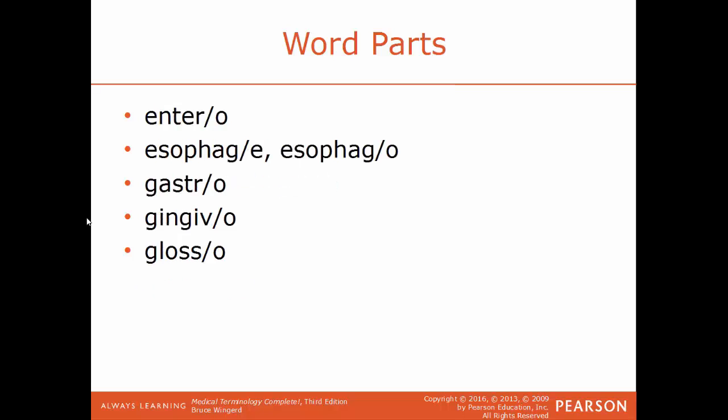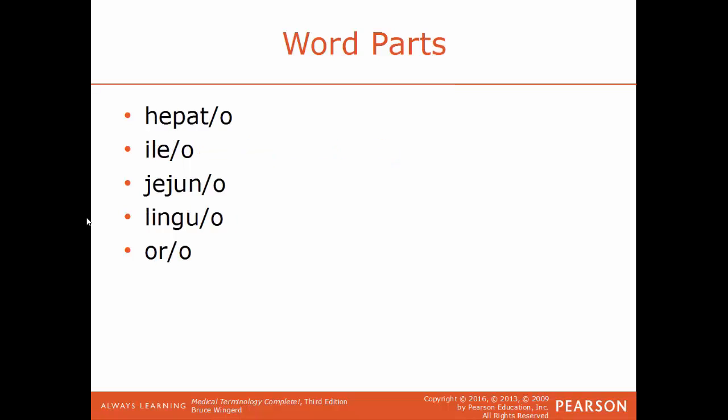Entero is a reference to the intestines in general, but usually the small intestine. Esophago is a reference to the esophagus. Gastro is a reference to the stomach. Gingivo is a reference to the gums. And glosso is a reference to the tongue. Hepato is a reference to the liver. Ilio is a reference to the ileum, which is the last section of the small intestine.